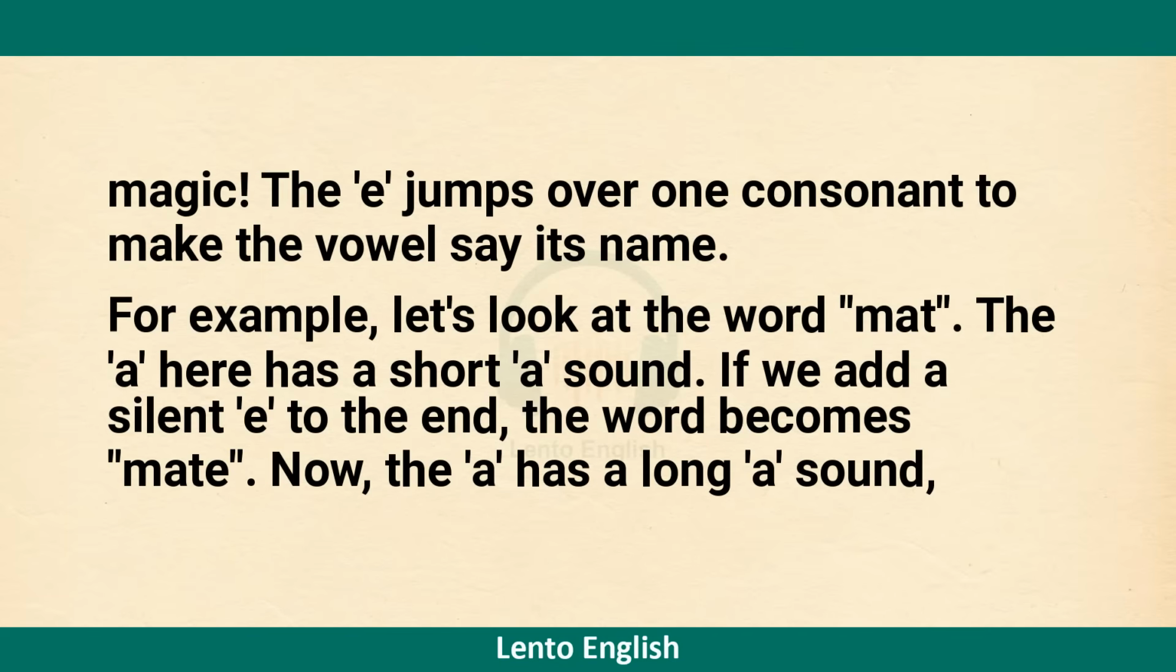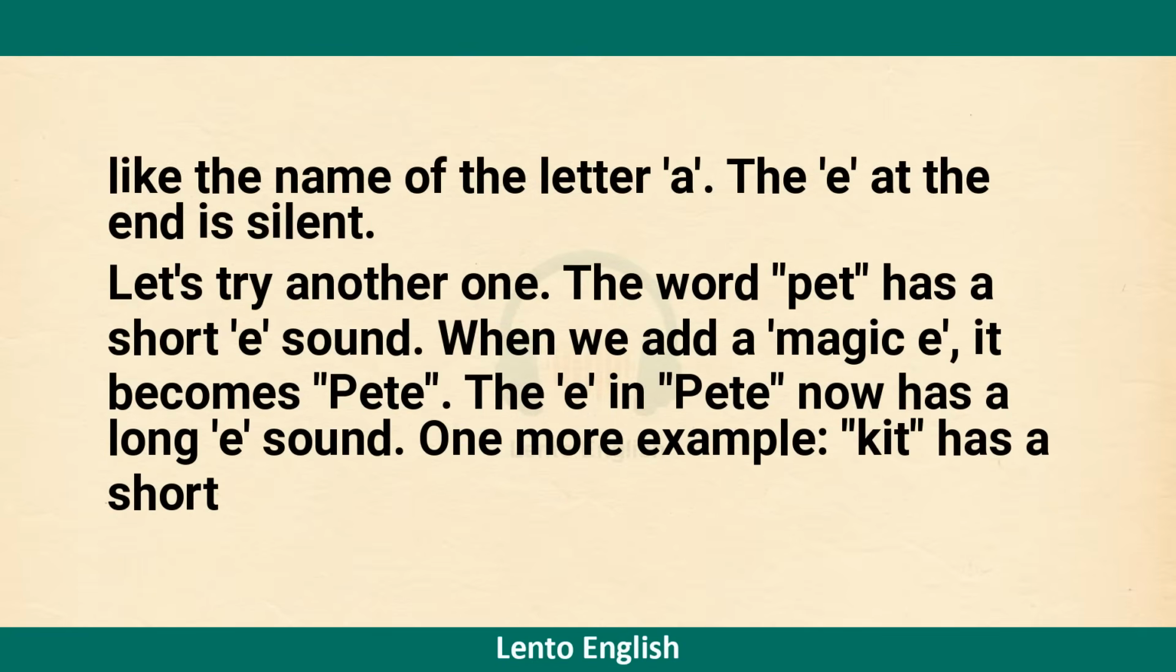For example, let's look at the word mat. The a here has a short a sound. If we add a silent E to the end, the word becomes mate. Now the a has a long a sound like the name of the letter. The E at the end is silent. Let's try another one. The word pet has a short E sound. When we add a magic E, it becomes Pete. The E in Pete now has a long E sound.